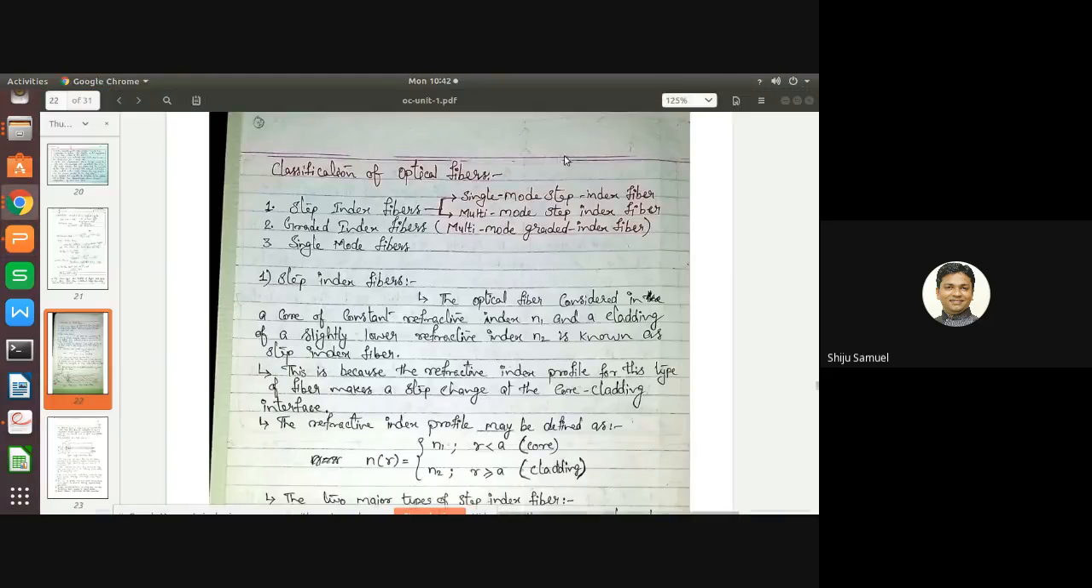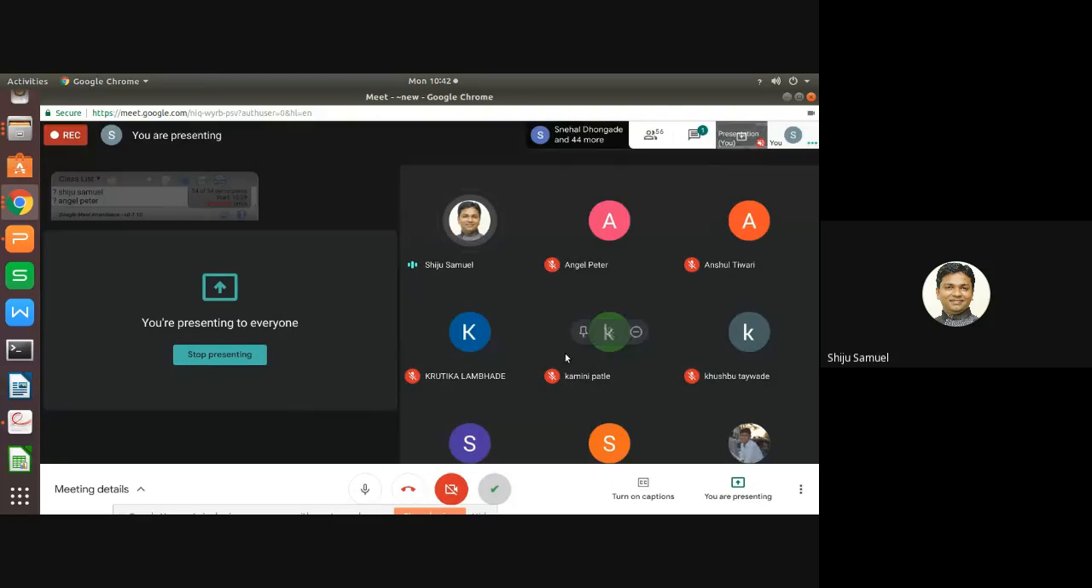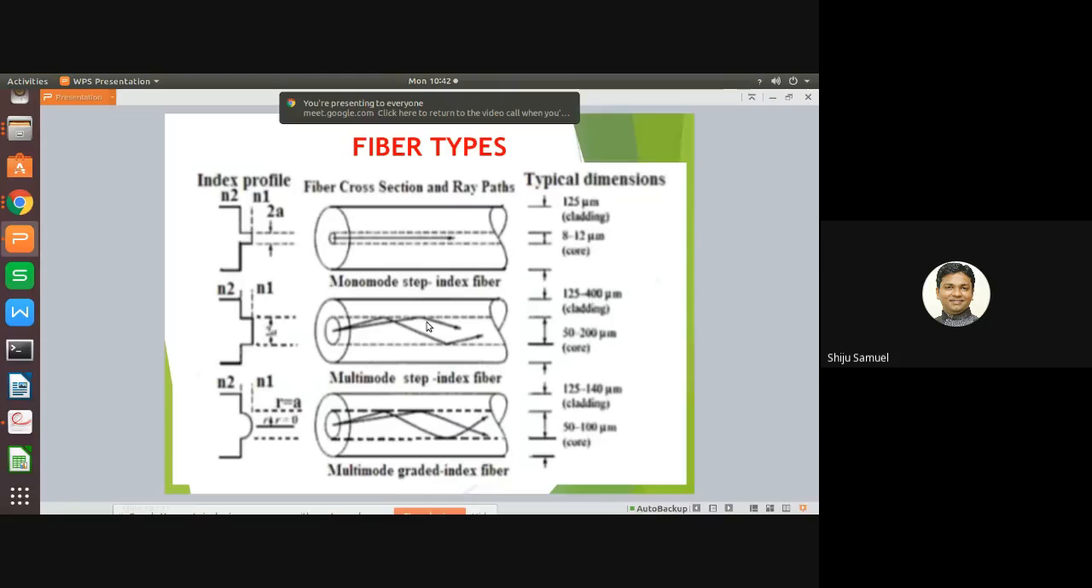Okay, someone wants to join. I think just a minute. Tejas wants to join. Tejas. Okay. Tejas joined. Tanushri Nichal is joined now.